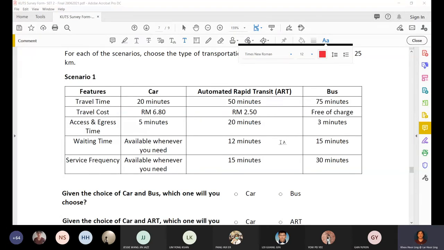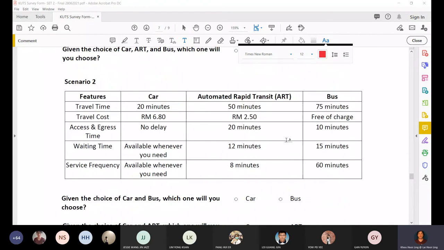So for ART, I expect that the travel time will be 50 minutes. The travel cost will be 2 ringgit 50 cent. Access and egress time will be 20 minutes. Waiting time will be 12 minutes and service frequency will be 50 minutes. These are not there yet. The ART is not there. So these are all hypothetical situations, and there are many hypothetical situations that I can set.